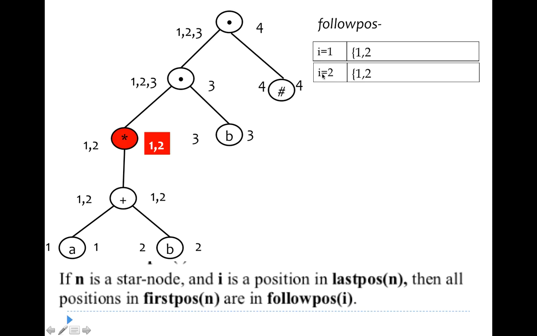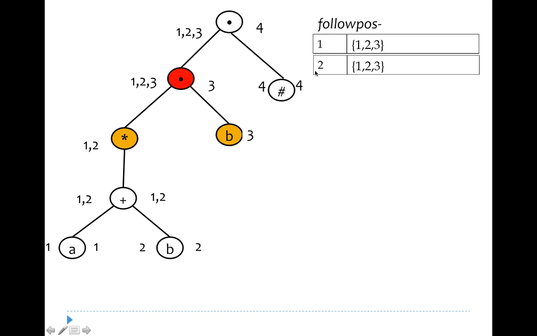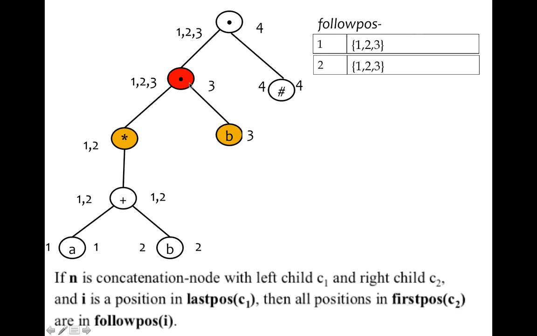Similarly, 2 which is i now, which is present in the last position of this concatenation node, all the first positions will be considered in the follow position of i. Then the next rule: if n is a concatenation node with two child nodes, left child C1 and right child C2, and i is a position in last position of C1, then all positions in first position of C2 will be in follow position of i.